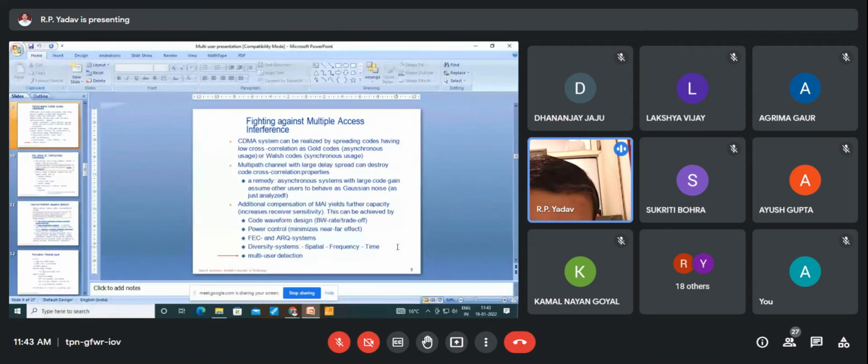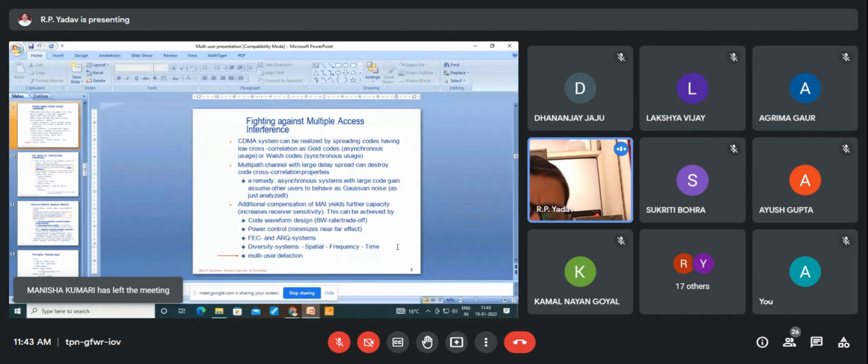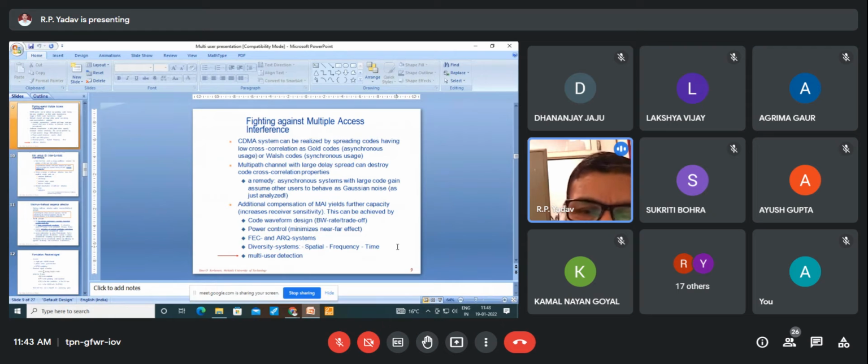Now, fighting against multiple access interference, you might ask what the solution is for the near-far effect or multiple access interference. In a CDMA system it can be realized by spreading codes having low cross correlation, such as Gold codes for asynchronous usage and Walsh codes for synchronous usage. As I said earlier, you do not have any background in coding right now, but these are error control codes, used for reducing errors in transmission.